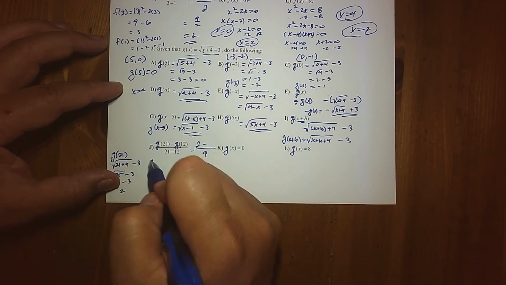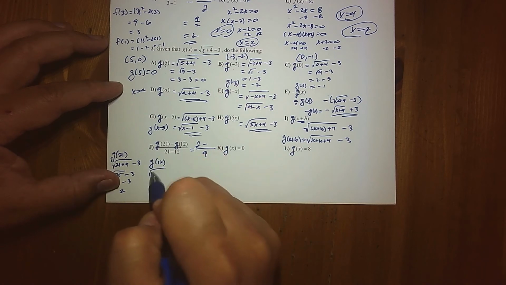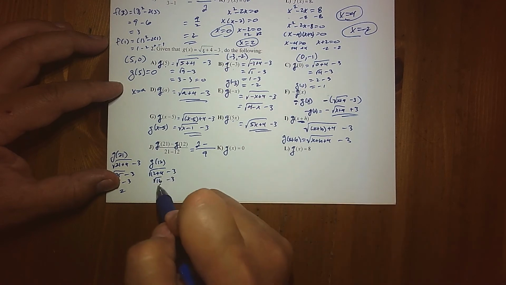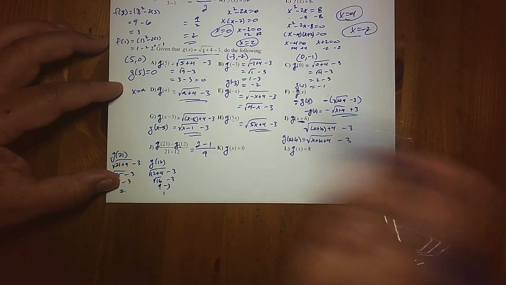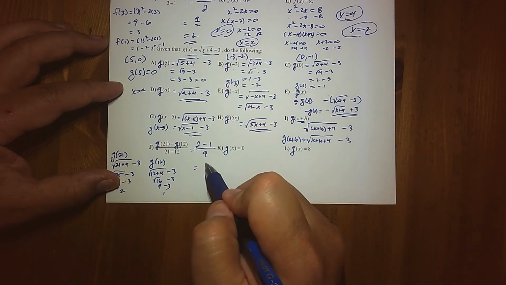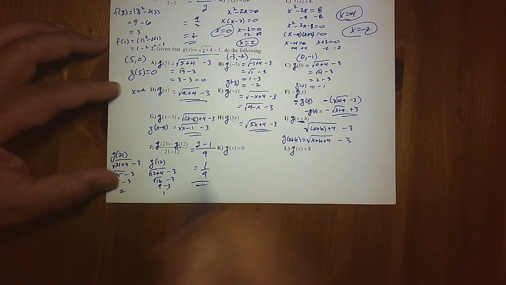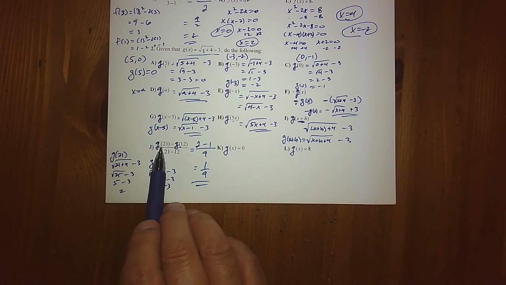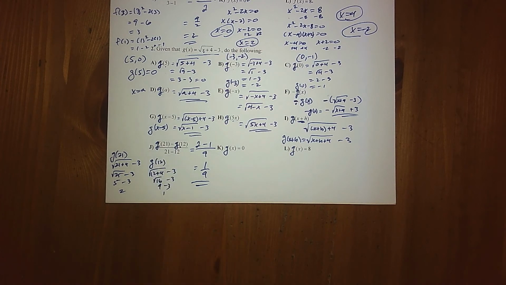What about g of 12? Well, that's the square root of 12 plus 4 minus 3. Square root of 16 minus 3. 4 minus 3, that gives us a 1. And so 2 minus 1 is 1, and we get an evaluation of 1 over 9. And again, what we've just found there is what's called an average rate of change, or what you guys know as slope, thinking in terms of lines. y2 minus y1 all over x2 minus x1. We'll actually explore that a little later.